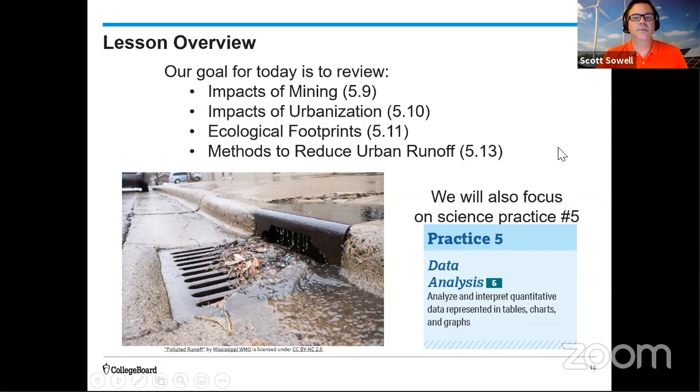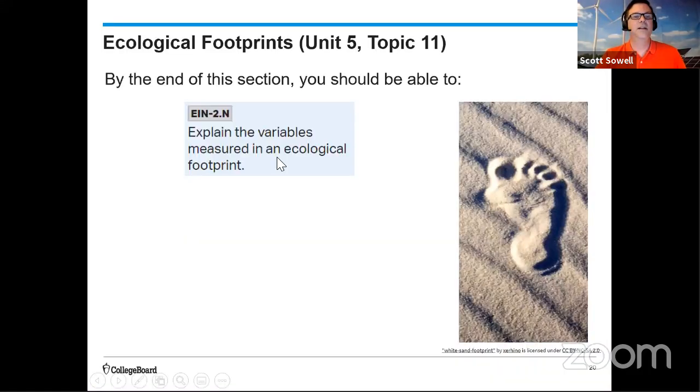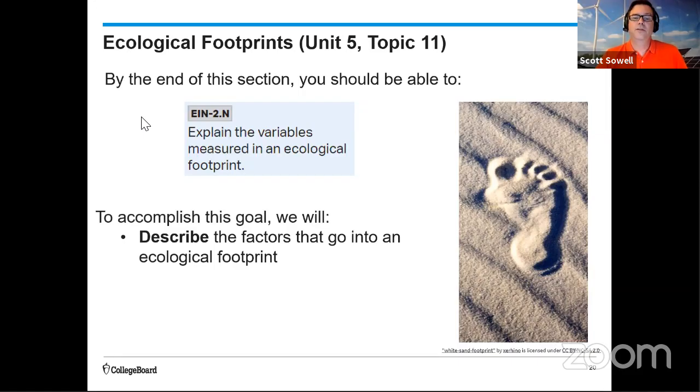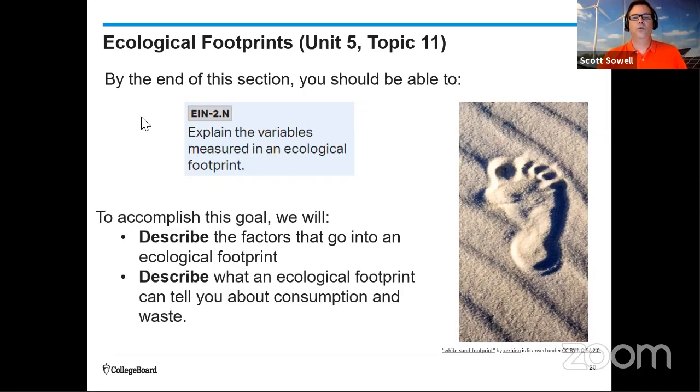I'm going to jump around a little bit, but we will cover everything. All right, so what do you need to know? 511 is footprints, ecological footprints. You need to know what a footprint is and what are the things used to measure it. So to get there, we are going to describe what goes into a footprint and then talk about what that can tell you about consumption and waste, both at the per capita lens and the per country lens.